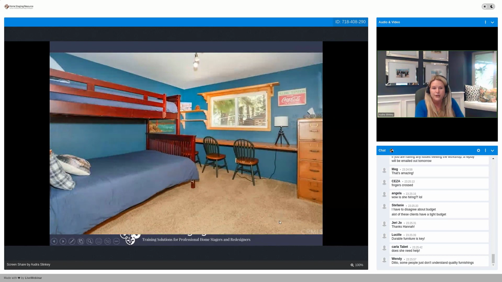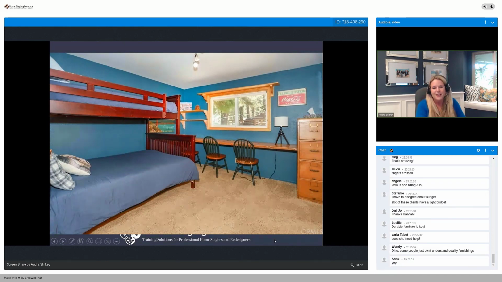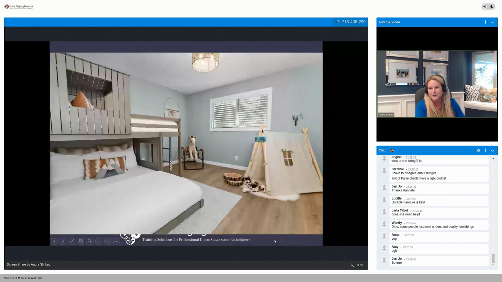Here is the before photo. How many of you in the chat room can comment? This is how pretty much almost every rental in Mammoth and the ski communities looks. This is in Big Bear. So it's not terrible, but it's not wow, you know.